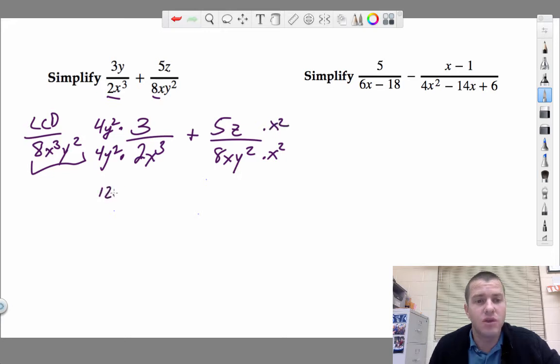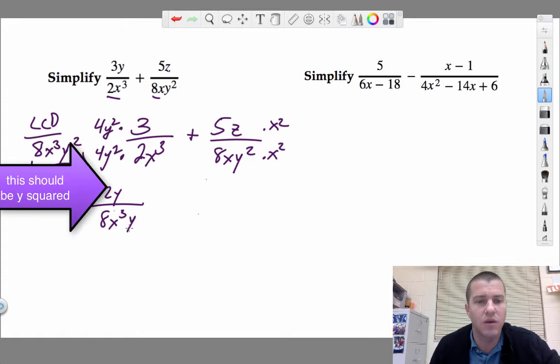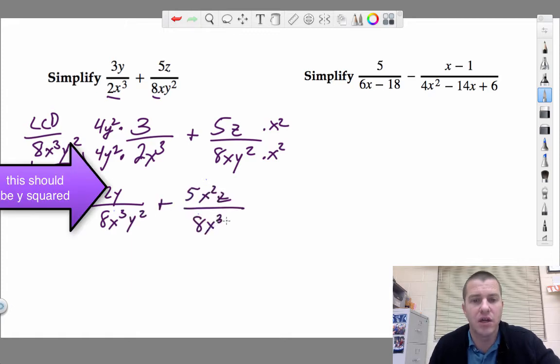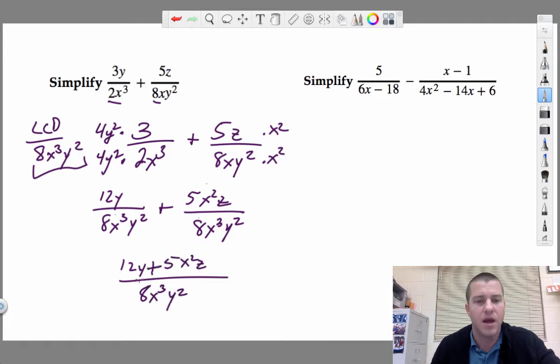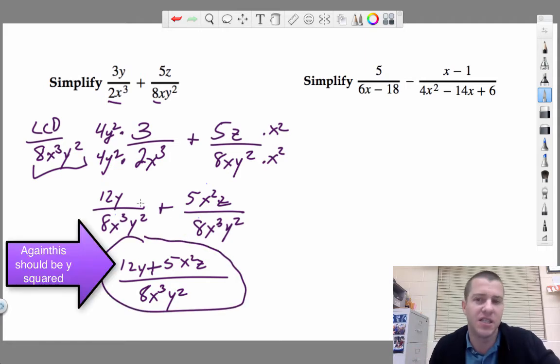And so this becomes 12y squared over 8x cubed y squared plus 5x squared z over 8x cubed y squared. And now I can combine those together. Well, since they don't actually combine, I'm just going to leave them separated. And I get 12y plus 5x squared z over 8x cubed y squared, and just leave it like that.